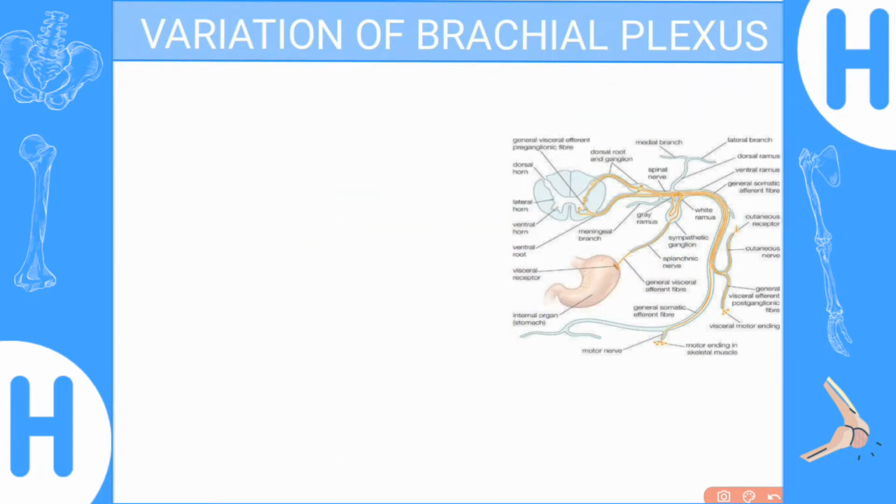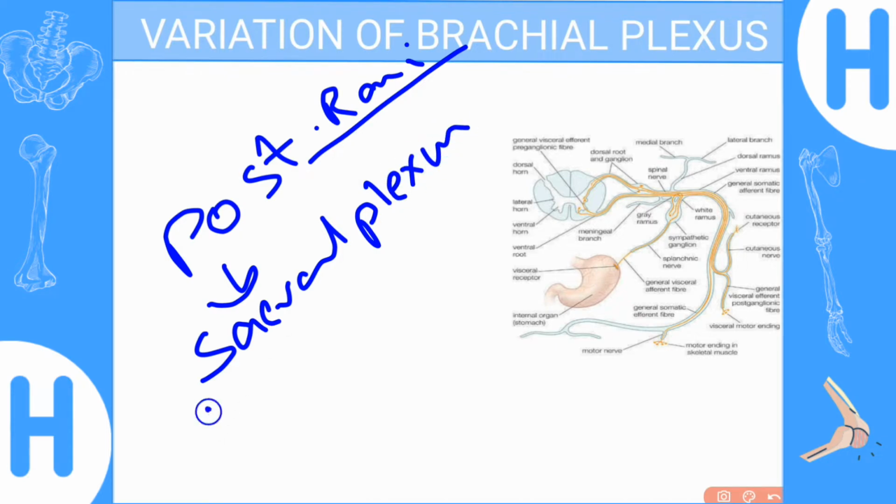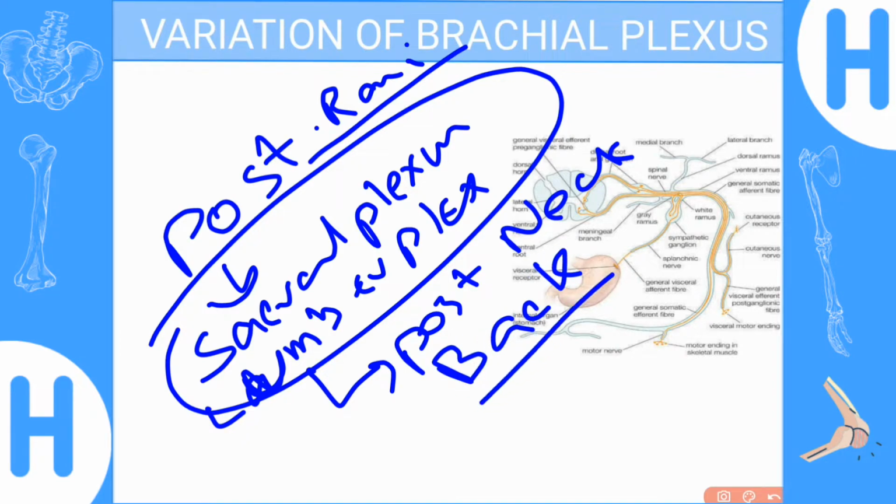Okay, so the posterior rami, or posterior ramus, will give rise to the sacral plexus and the lumbar plexus, and they will supply the posterior aspect of the neck and the back. So here we have important terms about anterior rami and posterior rami.